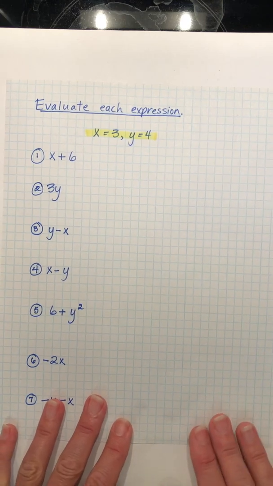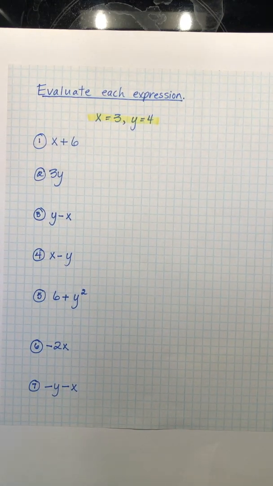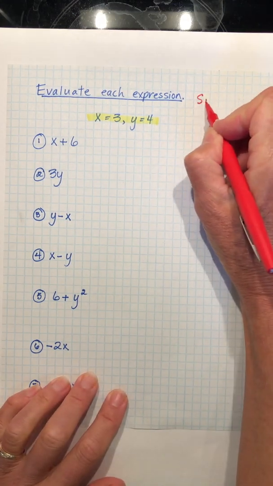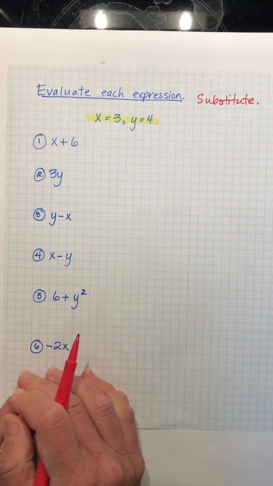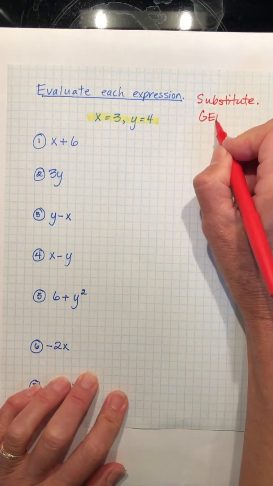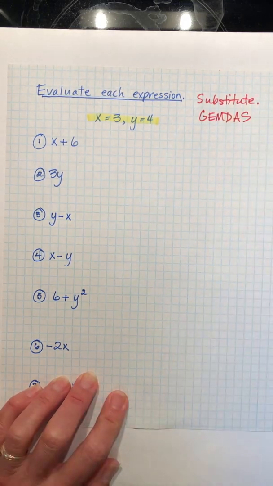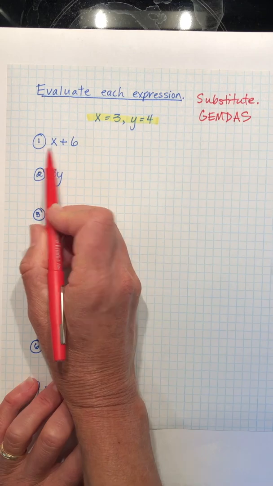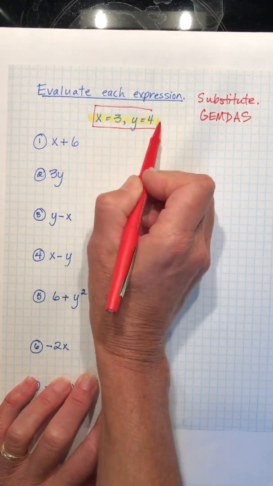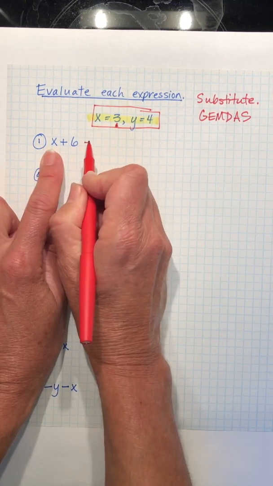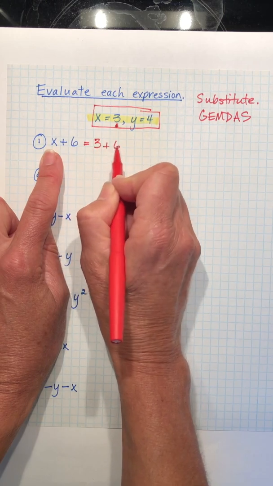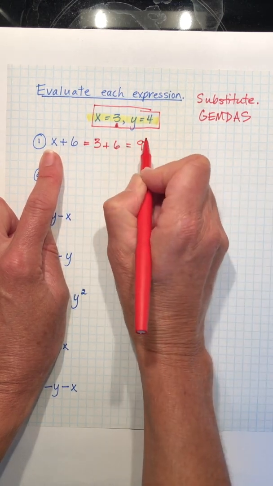So here we go. And I know you'll remember this from last year. Evaluate each expression. So when we are working on these, the very first thing we do is substitute the given value. Then we are ready to use GEMDAS to find the final answer. So x plus 6, if x is 3 and y is 4, it means I'm taking this 3 and putting it into the 6, where the x is. So it's 3 plus 6 equals 9.